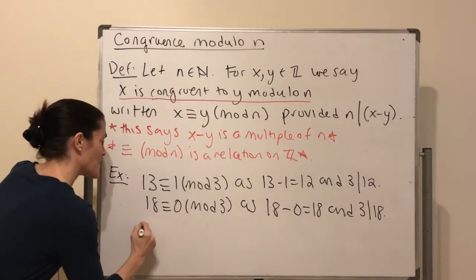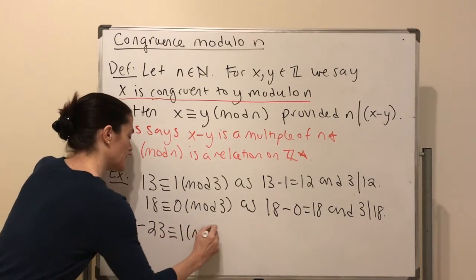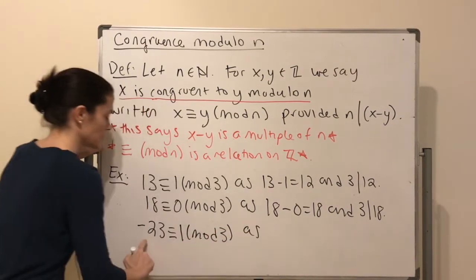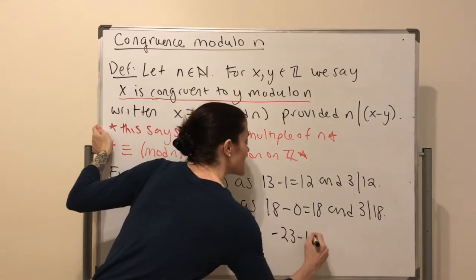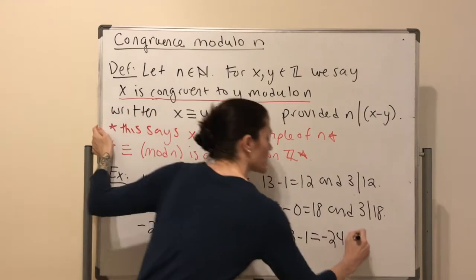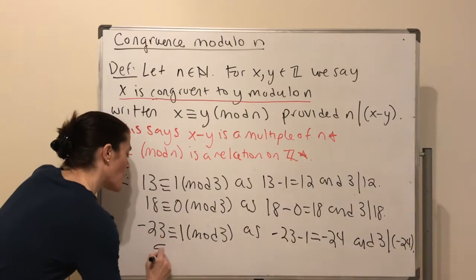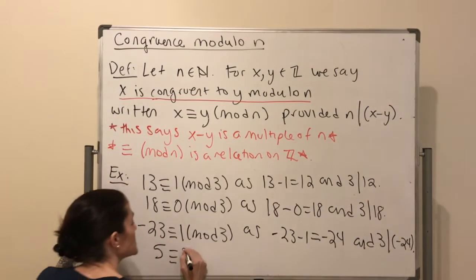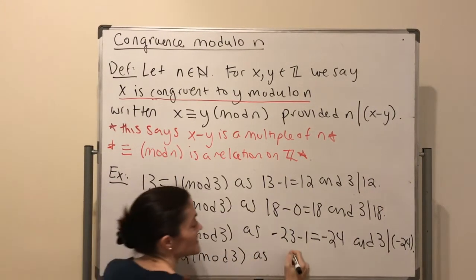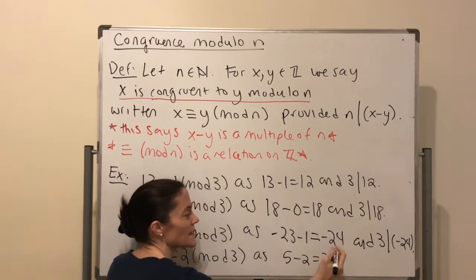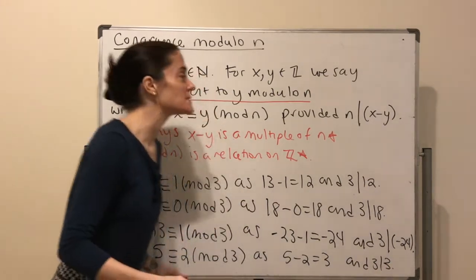What else can we say? Maybe minus 23. This is congruent to 1 mod 3, as, well, minus 23 minus 1 is equal to minus 24, and 3 divides minus 24. Maybe one more. 5 is congruent to 2 mod 3, as, well, 5 minus 2 is 3, and certainly 3 divides 3. So here are 4 examples.